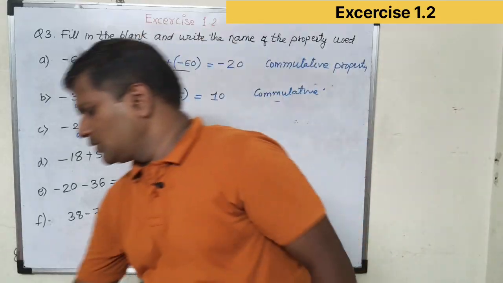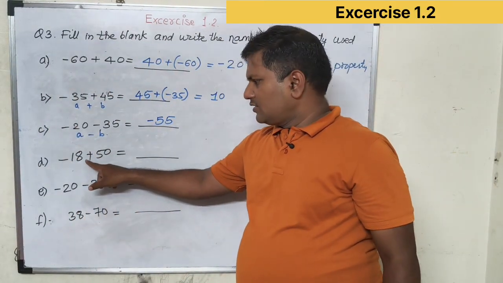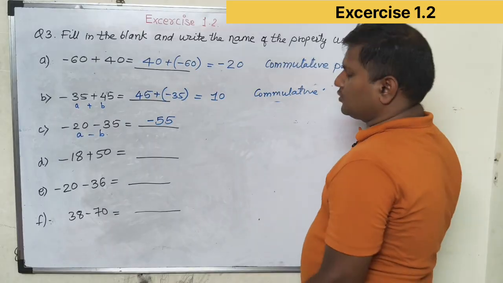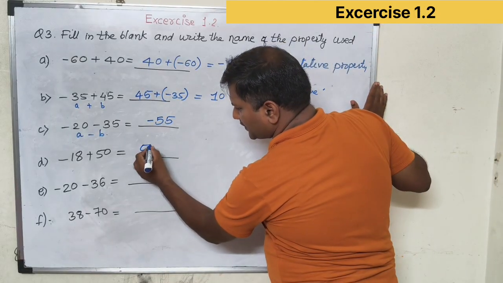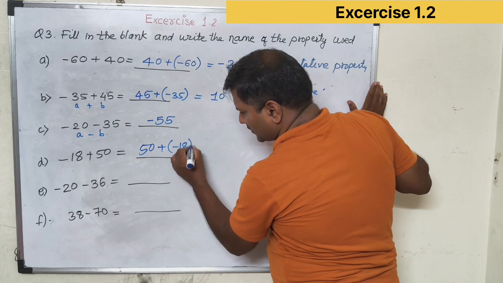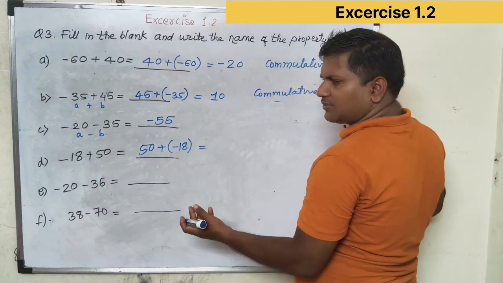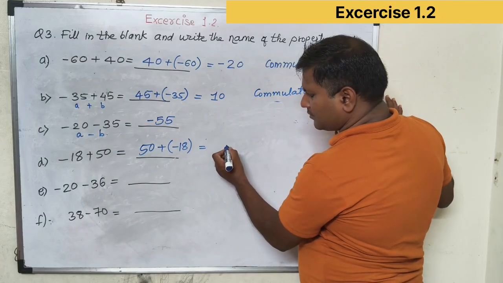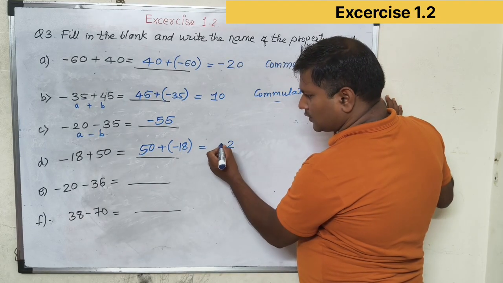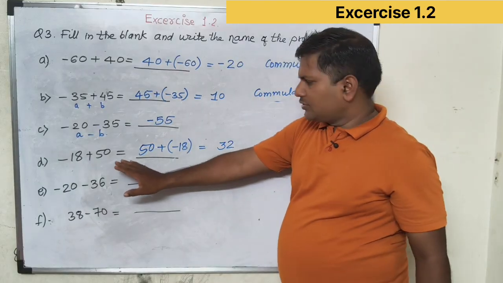Next: minus 18 plus 50, an addition sign, so it follows the commutative property. So we can write 50 plus minus 18. Directly you will get 50 minus 18, which gives 32, and the sign will be a positive integer.